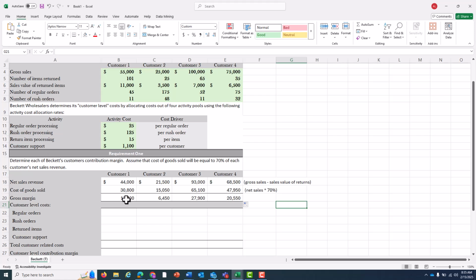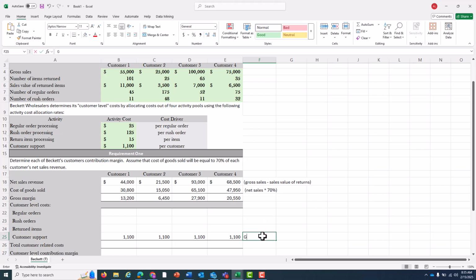So for customer support, I'll start at the bottom. We have the allocation rate, the activity cost per unit of the driver, and our driver is deemed to be per customer, which means we are saying here that each customer is going to have $1,100 worth of support costs that they're going to cause us to incur during the period. So we can fill that number in right now. It's a flat, fixed amount spread equally across every single customer that we have.